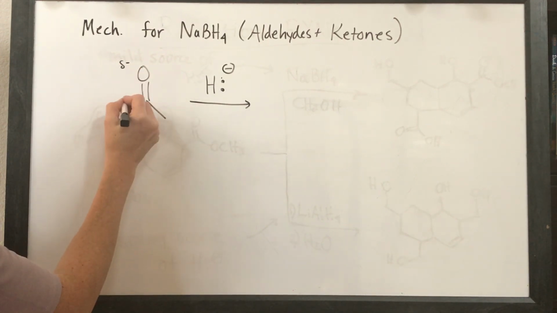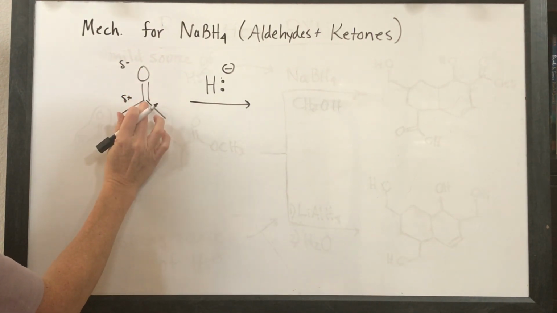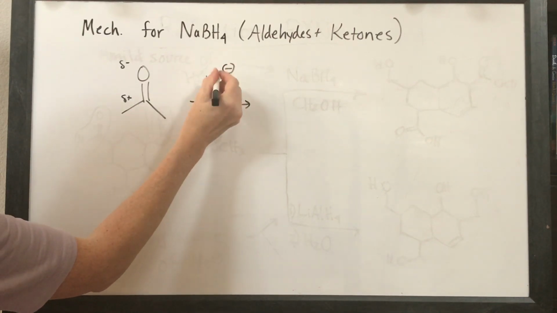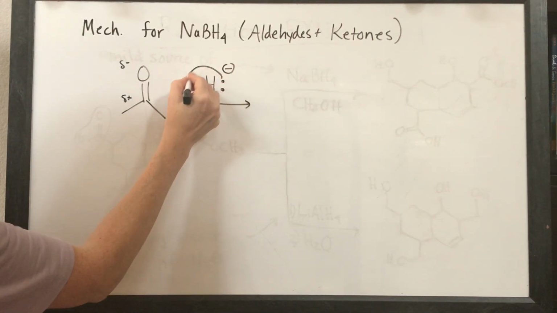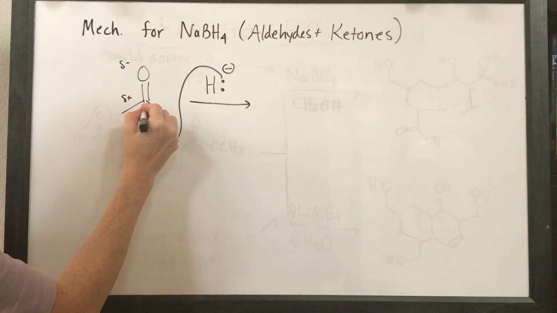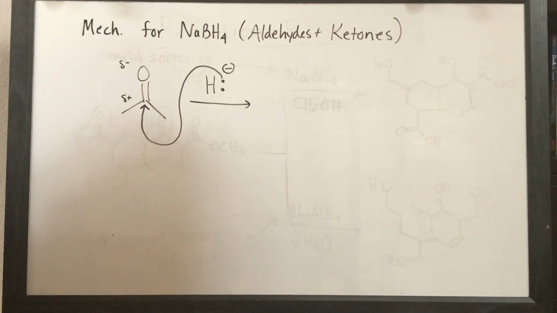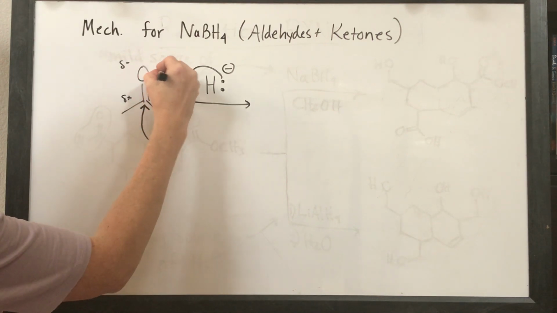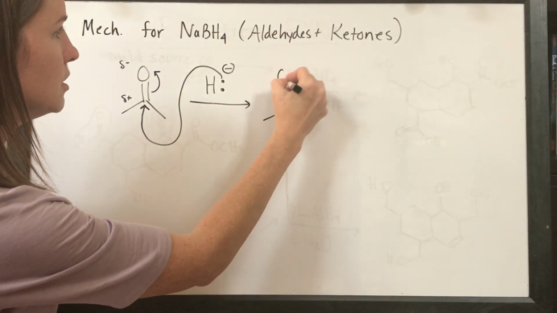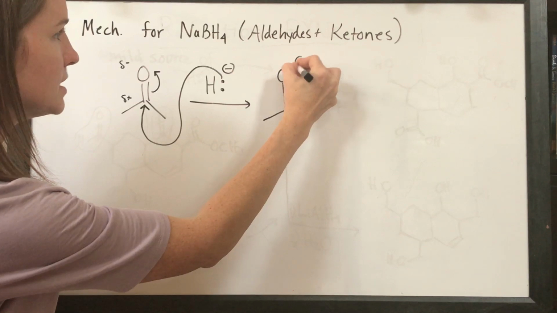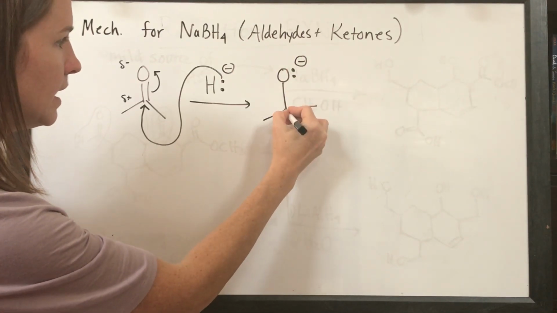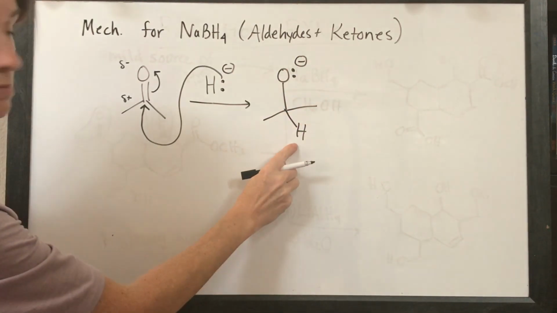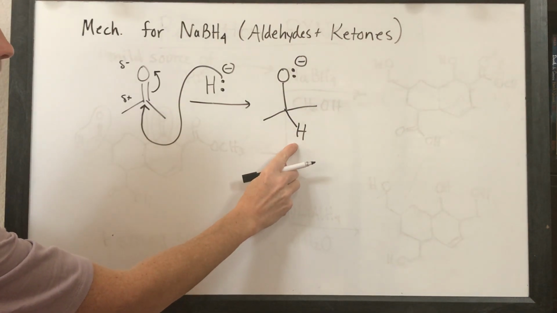You have an electronegative oxygen, so this carbon has a partial plus charge on it. And nucleophiles, things with minus charges, are attracted to electrophiles, things with plus charges, or partial plus charges. So that nucleophile is going to attack this partial plus carbon and kick electrons up to the oxygen. And that becomes a dot dot minus on the oxygen. And we've now added a hydrogen atom here. That's the beginning of my reduction.